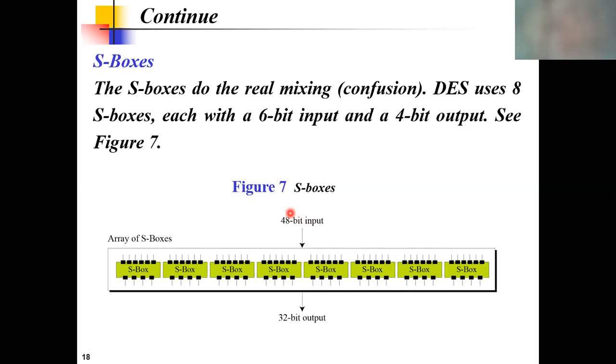The substitution does the real mixing, the confusion. So DES uses 8 S-boxes, each with a 6-bit input and 4-bit output. See figure 7. Here you can see 1, 2, 3, 4, 5, 6 as input, and after passing 6 bits through the substitution box, we get 4 bits. In each case, we have 6 inputs and we get 4 outputs. So here, 6 into 8, we have 48 bits, and the corresponding output will be 4 into 8, so we have a 32-bit output.